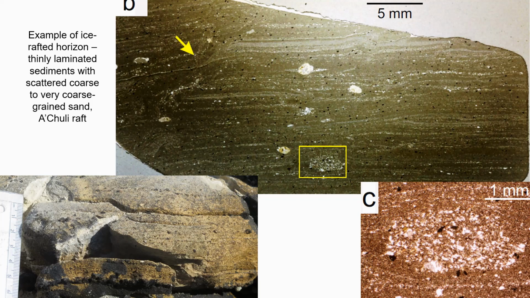So we see here lamination of finer and coarser material, as well as distinct dropped sand grains. And there is a pellet of siltstone that has been deposited, which is enlarged in the lower right photograph. The field appearance is shown on the lower left. It's quite distinctive. We also see syndepositional faulting, as shown by the yellow arrow in the upper photograph, which is something else that's characteristic of ice-rafted deposits.